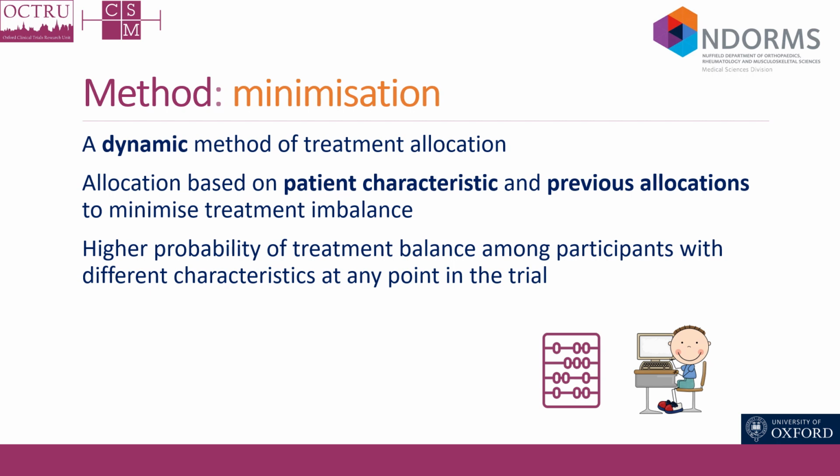A different method is a dynamic method of treatment allocation called minimization. And this is where the allocation is based on participant characteristics, somewhat similar to stratification. However, it additionally accounts for previous allocations in order to minimize the treatment imbalance. So after the first randomization, there is a higher chance of treatment balance among participants with different characteristics at any point in the trial.